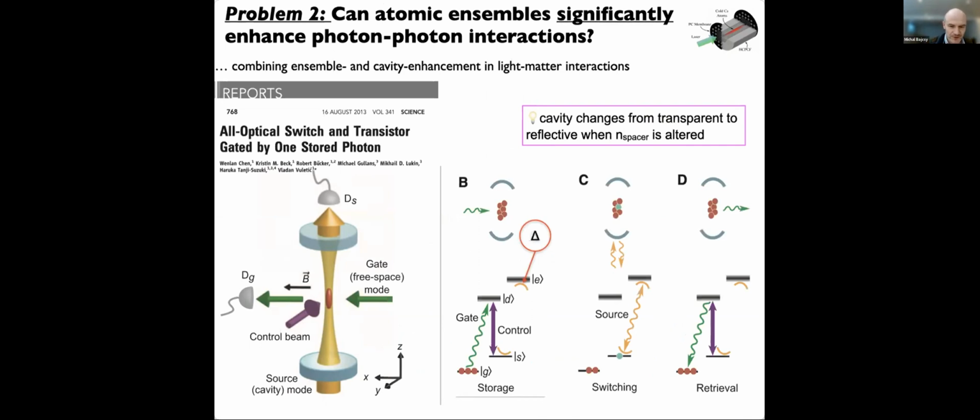And there have been some very nice experiments done in this direction by the Vuletic group at MIT, where they were able to demonstrate an interaction between two photons in this kind of hybrid system, half atomic ensemble, half cavity enhanced interaction.